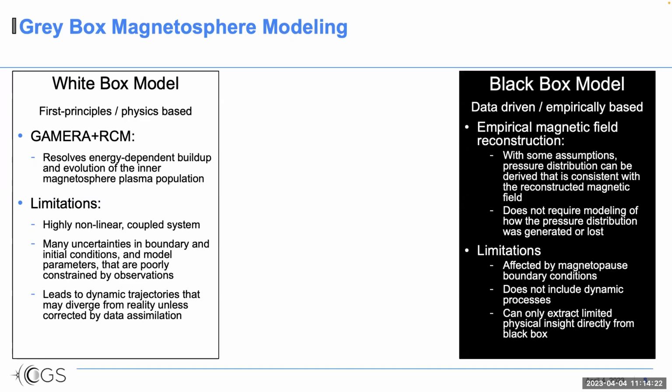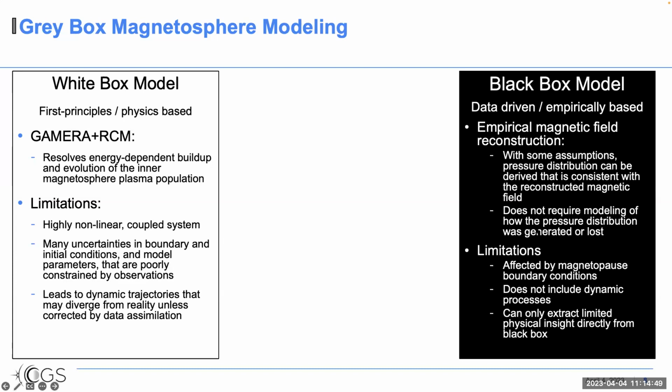On the black box modeling side, one of the biggest benefits is that we can get a pressure distribution without having to model how that pressure distribution was generated or lost, which is really helpful because on the white box model side, it's very difficult to make sure that you're capturing all these generation and loss processes correctly and balancing them to end up with the proper pressure distribution.